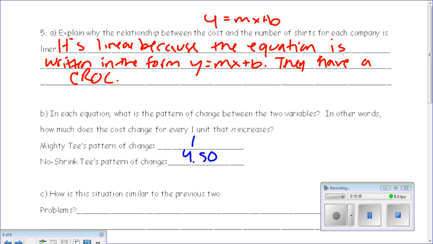C, how is the situation similar to the previous two problems? So we're going to look back to our last two problems. Let's see where they are. Oh, right back on the third page. Look back on your third page and look at your last two problems. How are they all similar? I'll give you 2 minutes with your shoulder partners to talk through this.